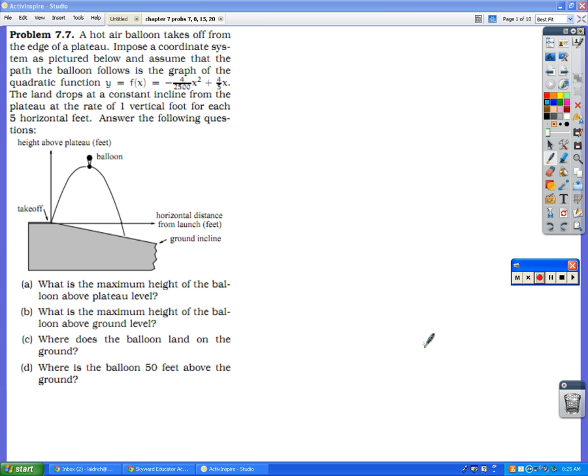horizontal feet. So if the ground is dropping 1 vertical foot for every 5 horizontal feet, what is the slope of the ground? Right, negative 1/5. So since we have imposed the coordinate system to have this be where we take off at 0, 0, what's the equation for the ground? y equals negative 1/5 x, because our y-intercept would be 0, right? All right, so now we are ready to answer some questions.